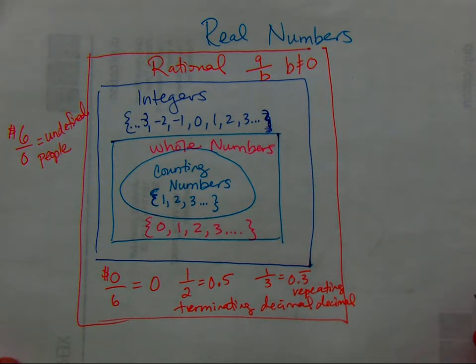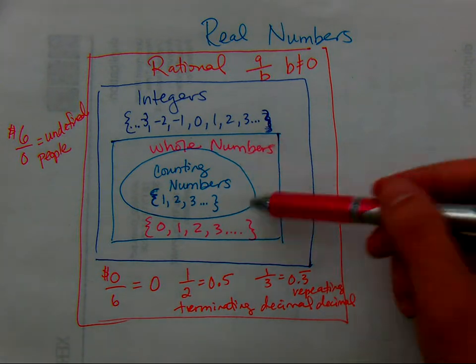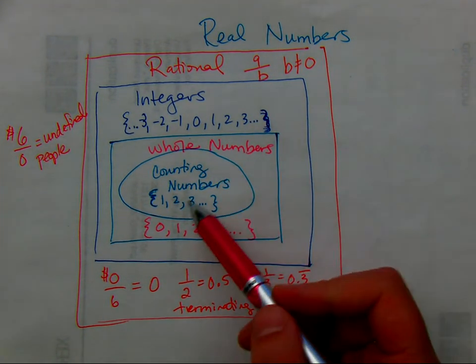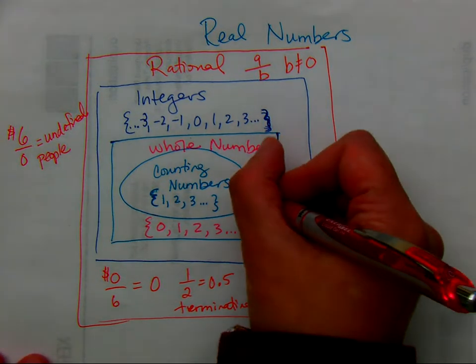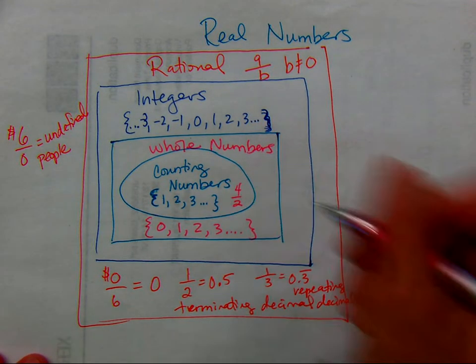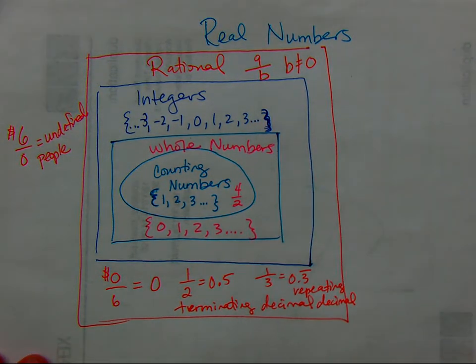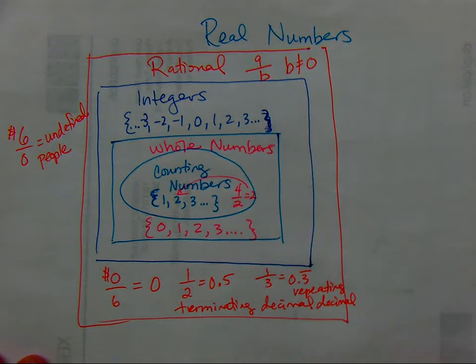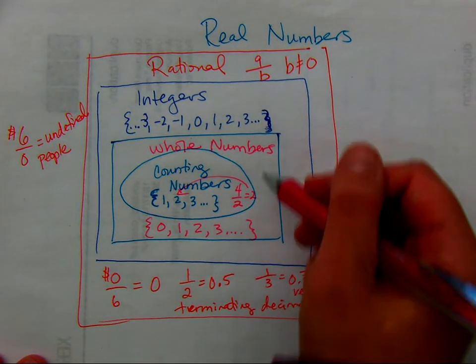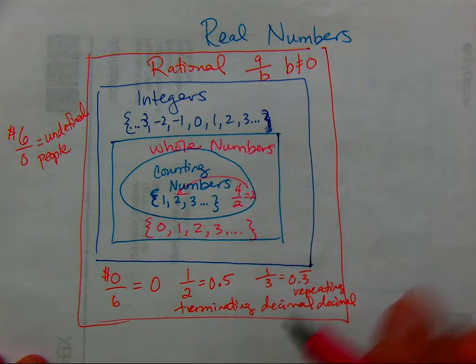And I ran out of room there. Okay, so we have rational numbers. All of these are rational numbers. How come a counting number can be counted as a rational number? Well, what is 4 divided by 2? 2. And we said that 2 is a counting number. 2 is also a whole number. 2 is also an integer. And 2 is a rational number.